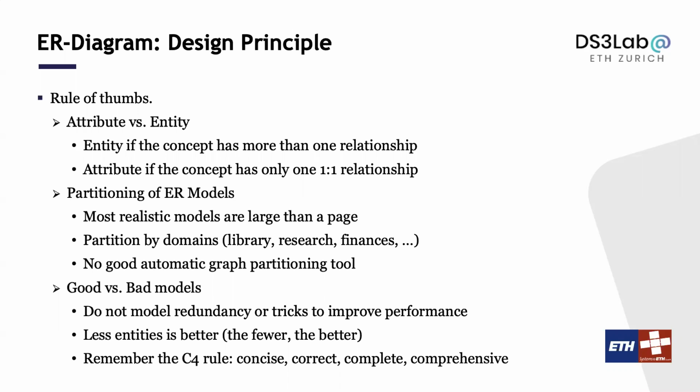You also want to make sure your model is as simple as possible. A very simple proxy is to count how many entities you have and try to decrease that. You also want your model to be as concise, correct, complete and comprehensive as possible. That's a whole bunch of rules of thumb. When you are building the real thing, you will realize it's more complex than it sounds, and the best way to learn it is to practice.